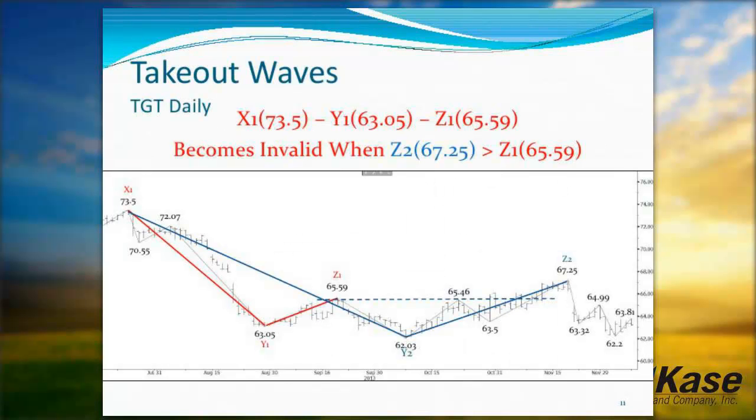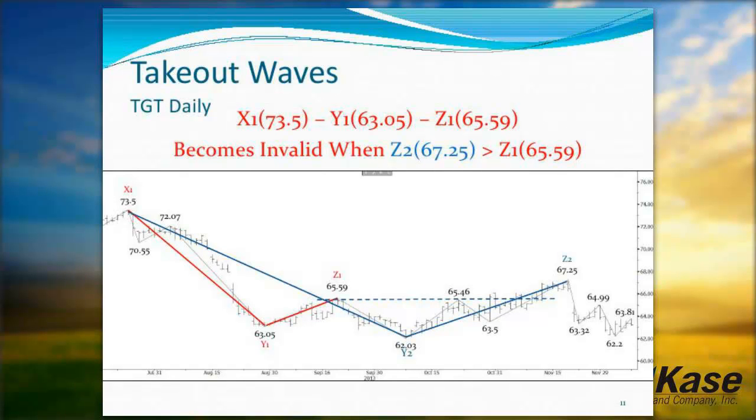Let's look at an example. Perfect example of a takeout wave on the charts that we've been studying is the move down from 73.50 to 63.05 back up to 65.59. That was a valid wave until the 65.59 swing high was overcome.